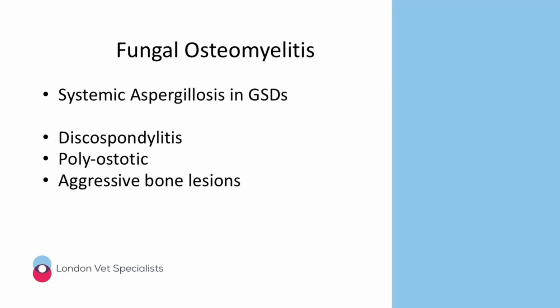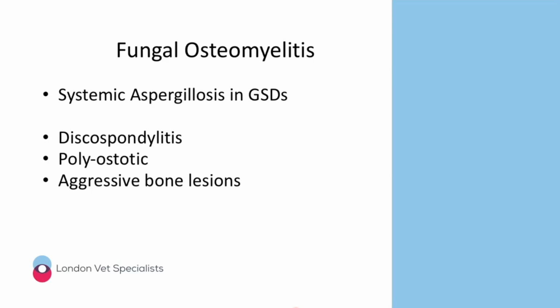However, there is a condition called systemic aspergillosis in German Shepherds, which has been described. As a result of this systemic fungal infection in these dogs, you can get things like discospondylitis, and you tend to get a polyostotic aggressive bone disease. So you'll see multiple aggressive lesions affecting numerous bones. And there are dogs out there with this in the UK. It's not very common and not very well known. So it's worth keeping in mind that German Shepherds can get systemic aspergillosis, and that can manifest as a polyostotic aggressive bone disease.